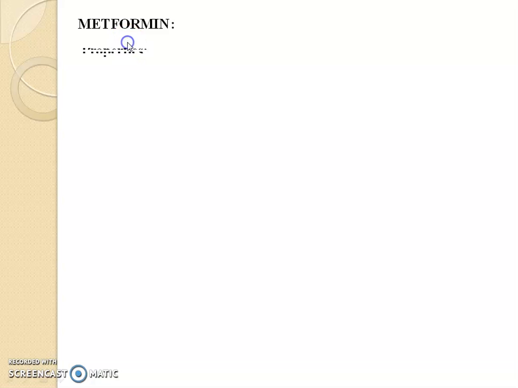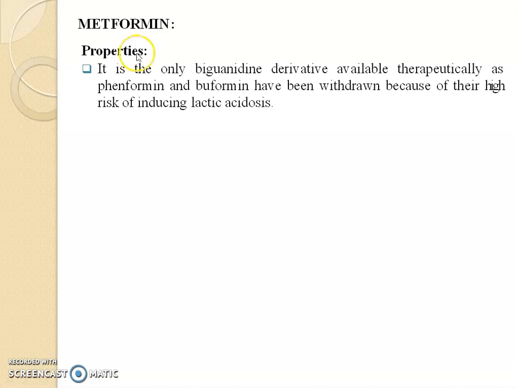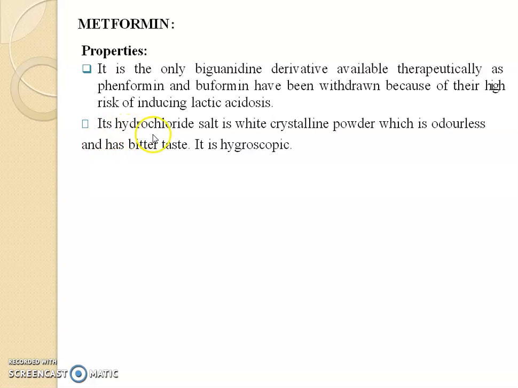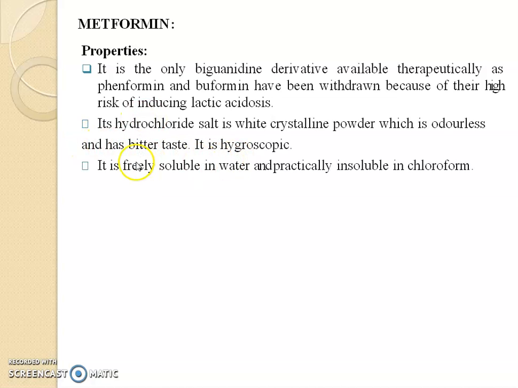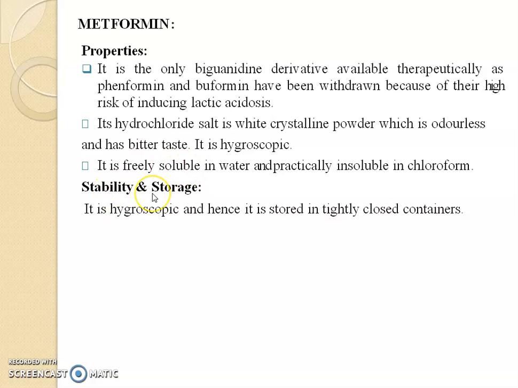Next drug is metformin. Properties of metformin: it is the only biguanide derivative available therapeutically, as phenformin and buformin have been withdrawn because of their high risk of inducing lactic acidosis. Its hydrochloride salt is white crystalline powder which is odorless and has a bitter taste, and it is hygroscopic. It is freely soluble in water but practically insoluble in chloroform. Stability and storage: as it is hygroscopic, it is stored in a tightly closed container.